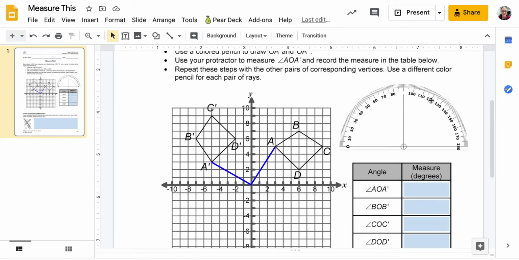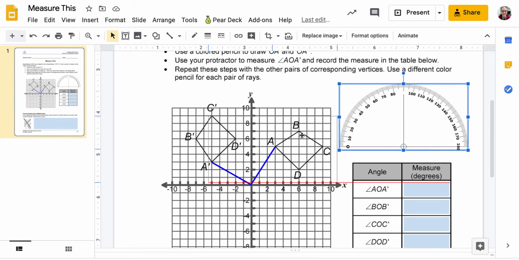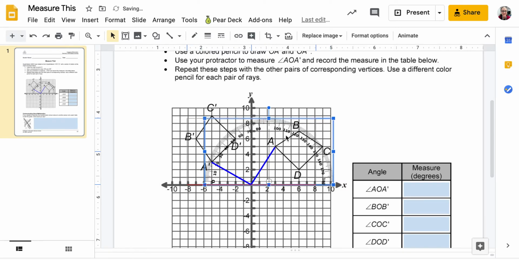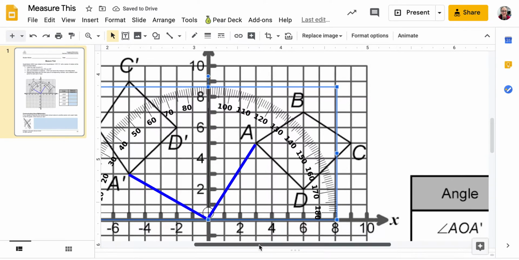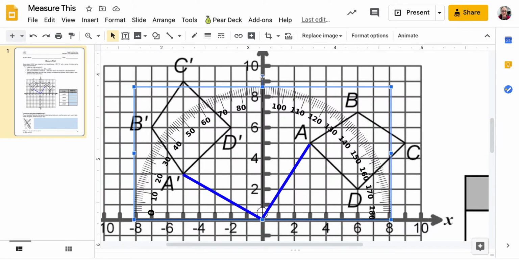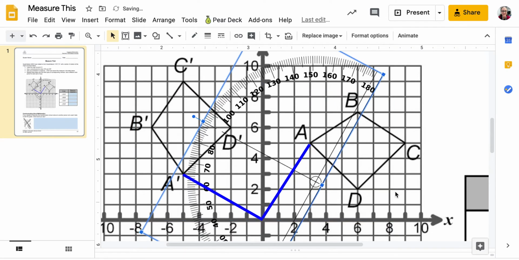So now that I've got it, let me go ahead and do my protractor. Now I'm going to drag it over here and I want to line it up. Let me zoom in even a little bit more now. There we go. It can be a little bit tricky to see, but I want the edge of my protractor to line up with that blue ray right there.